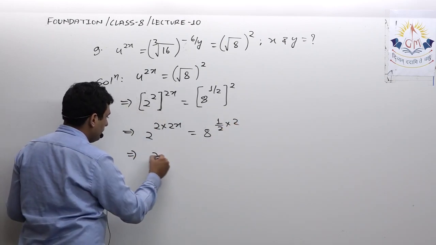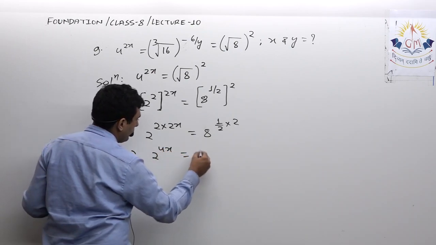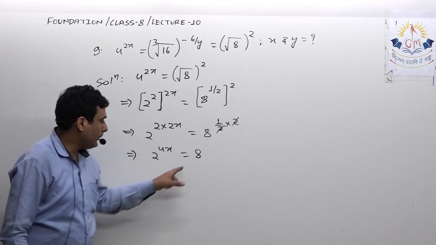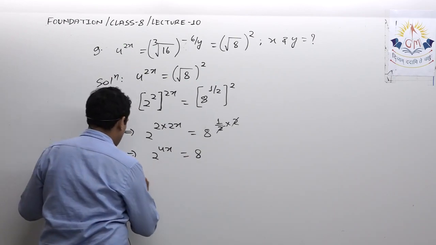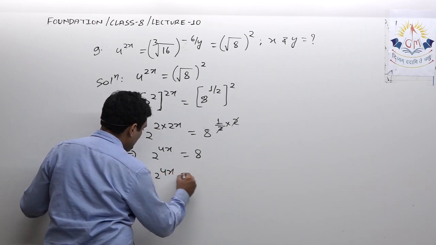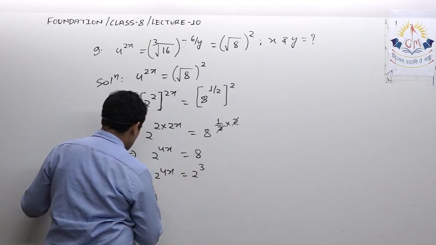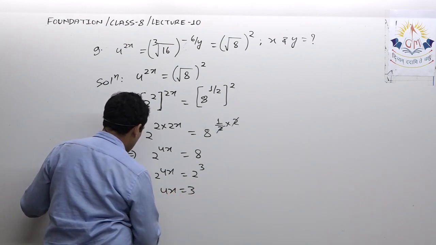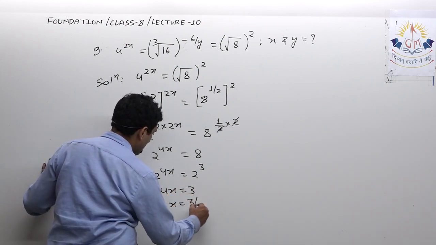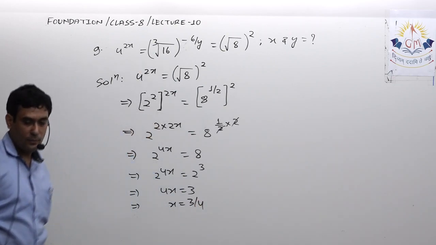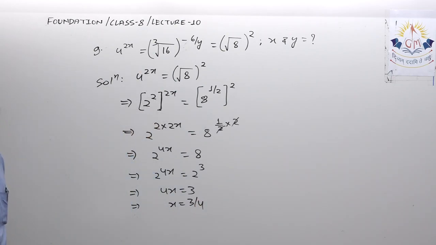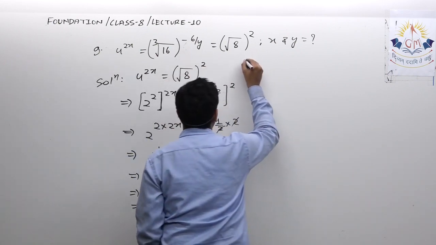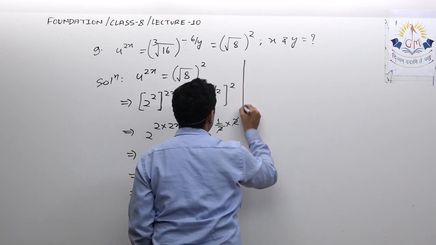Okay, so this will become 2 raised to 4x is equal to 8. Now to make the bases same, I can write 8 as 2 raised to 3. So 4x is equal to 3. This gives you x is equal to 3 upon 4. That is the value of x. Now if we compare the second and the last, we will get the value of y.